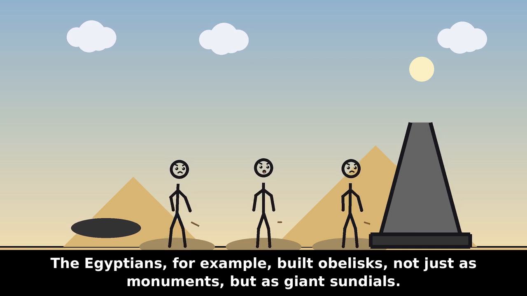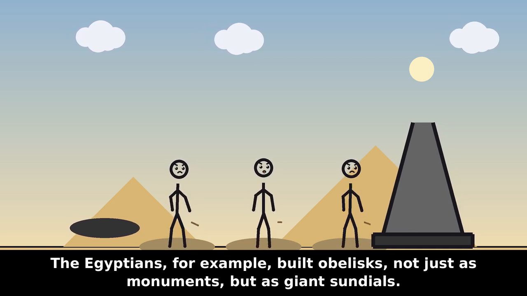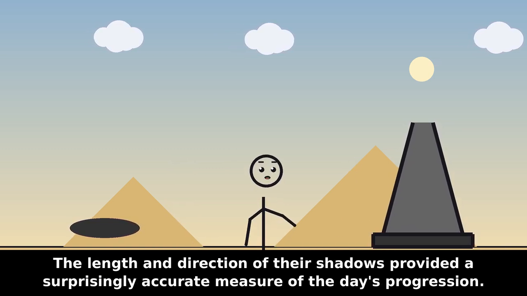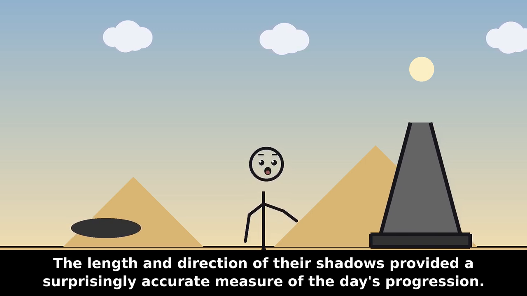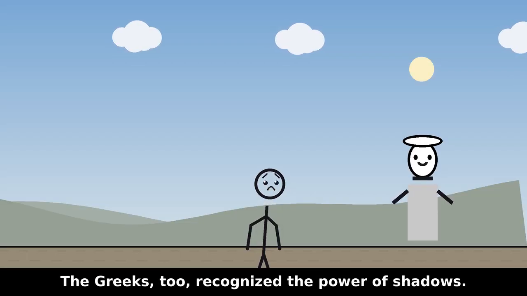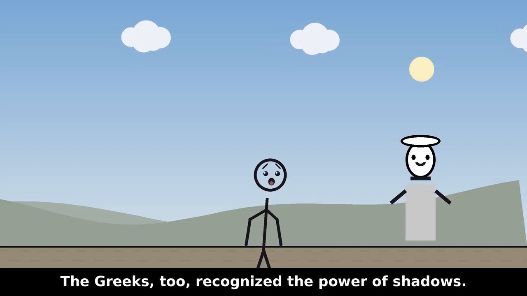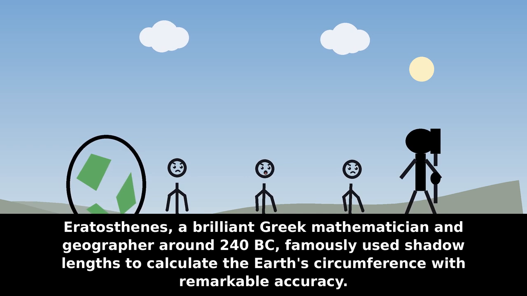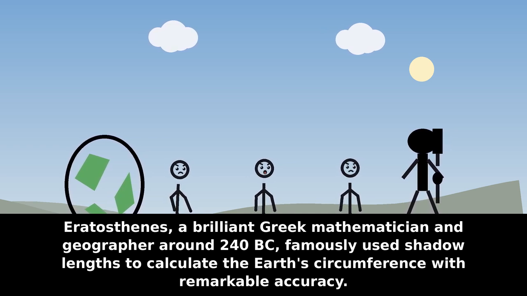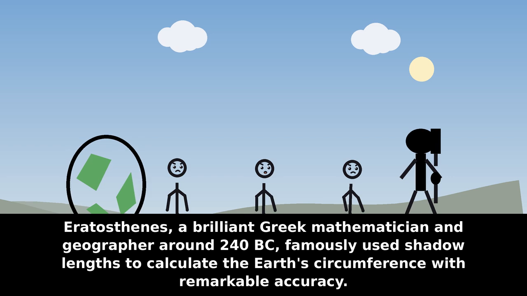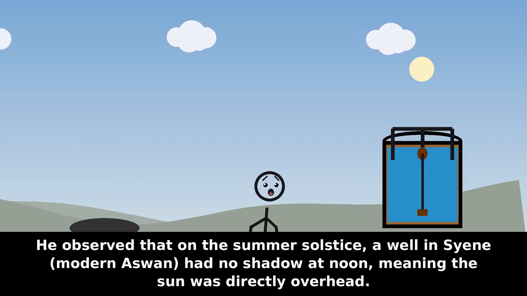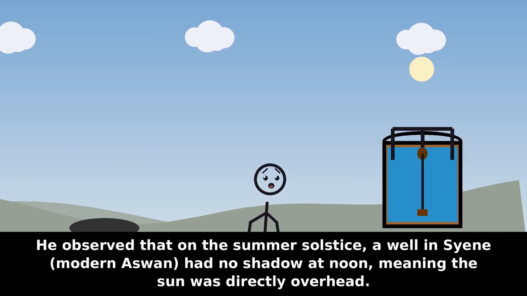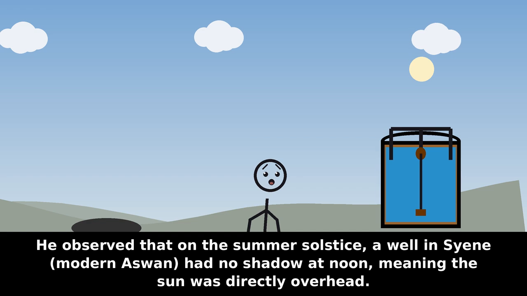The Egyptians, for example, built obelisks not just as monuments, but as giant sundials. The length and direction of their shadows provided a surprisingly accurate measure of the day's progression. The Greeks, too, recognized the power of shadows. Eratosthenes, a brilliant Greek mathematician and geographer around 240 BC, famously used shadow lengths to calculate the Earth's circumference with remarkable accuracy. He observed that on the summer solstice, a well in Syene, modern Aswan, had no shadow at noon, meaning the sun was directly overhead.